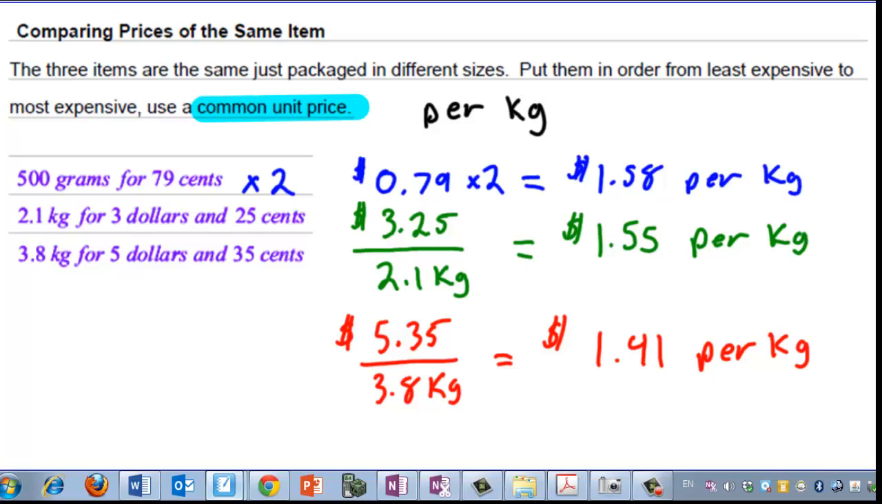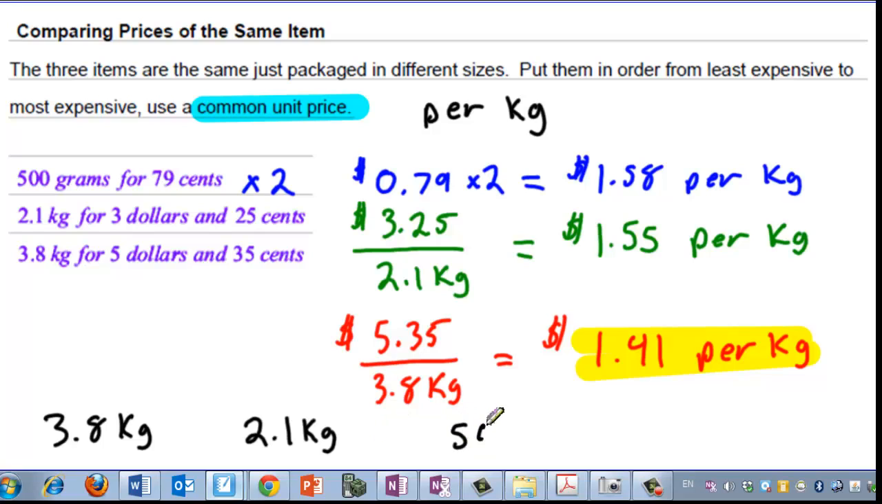When we have all of the unit prices, it is very easy to see that $1.41 per kilogram is the cheapest. It is the best deal. Putting these in order from least expensive to most expensive, 3.8 kilograms is the least expensive at $1.41 per kilogram. 2.1 kilograms for $3.25 is the next most expensive at $1.55 per kilogram. And finally, 500 grams for 79 cents is the most expensive at $1.58 per kilogram.